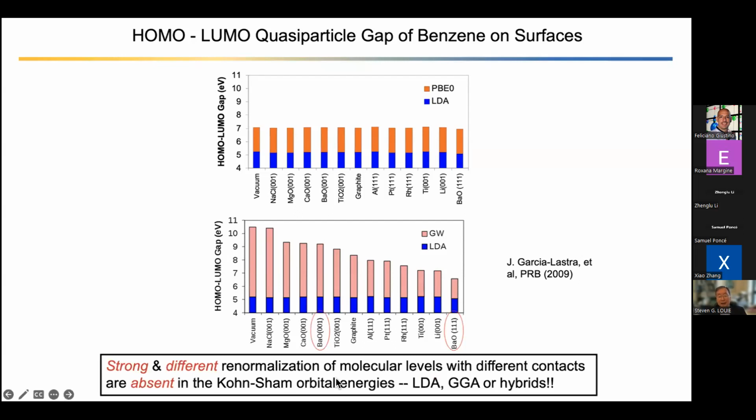In particular, if you look at the barium oxide surface, two different surfaces, 001 versus 111, you will see that there's a dramatic change in the band gap because one of the surfaces, in fact, has a surface state, making the system more metallic-like. So there are strong and different renormalizations of molecular levels with different contacts, which are absent in the Kohn-Sham orbital energies.